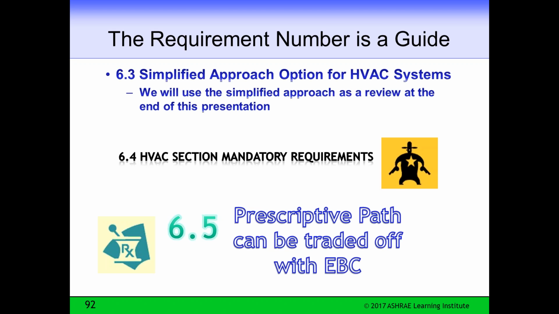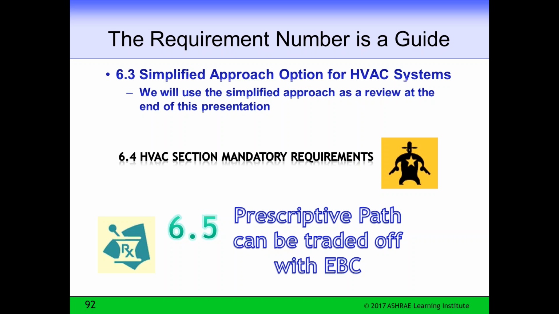So whenever you're looking at Standard 90.1, all sections have the same numbers. So for envelope, it's 5.3, 5.4, 5.5. For lighting, it's 9.3, 9.4, 9.5. So the simplified approach is always 0.3. Now, HVAC is the only one that uses a simplified approach. So you'll see a 0.3, but it'll just say not used in envelope.